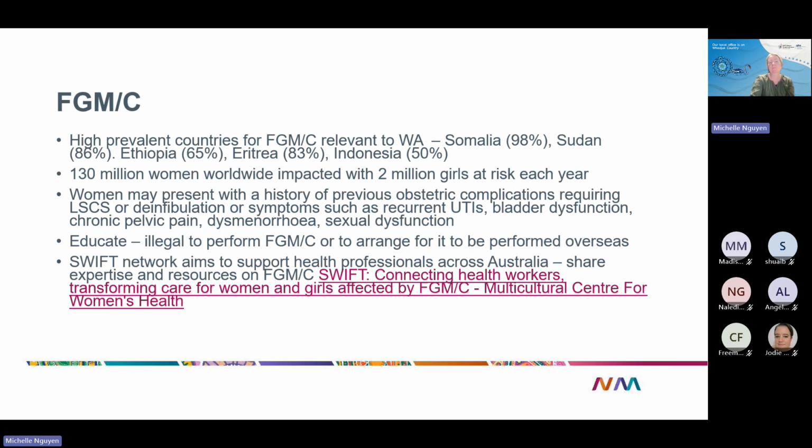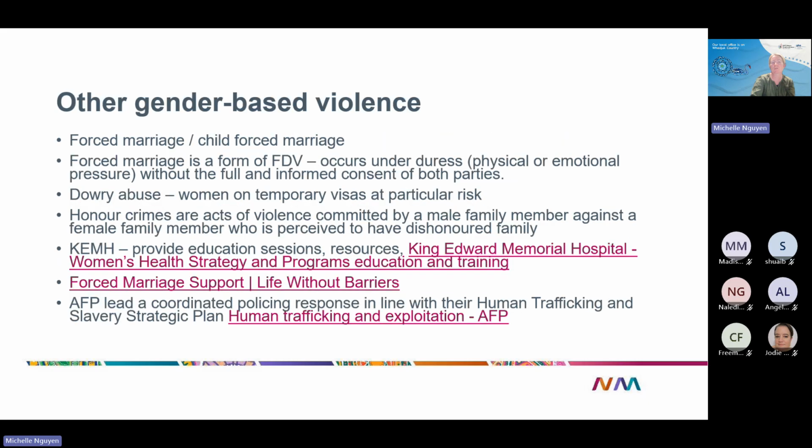FGMC, again, I don't have time to go into it in great detail, but we do see migrants from some high prevalence countries, and it does impact 130 million women worldwide. People may present with a history of previous obstetric complications requiring things like cesarean section or defibulation, or may present with other symptoms such as recurrent UTIs, bladder dysfunction, chronic pelvic pain. We educate families about FGMC, and I wanted to highlight this SWIFT network, which aims to support health professionals across Australia, share expertise and resources on FGMC, which you can subscribe to.